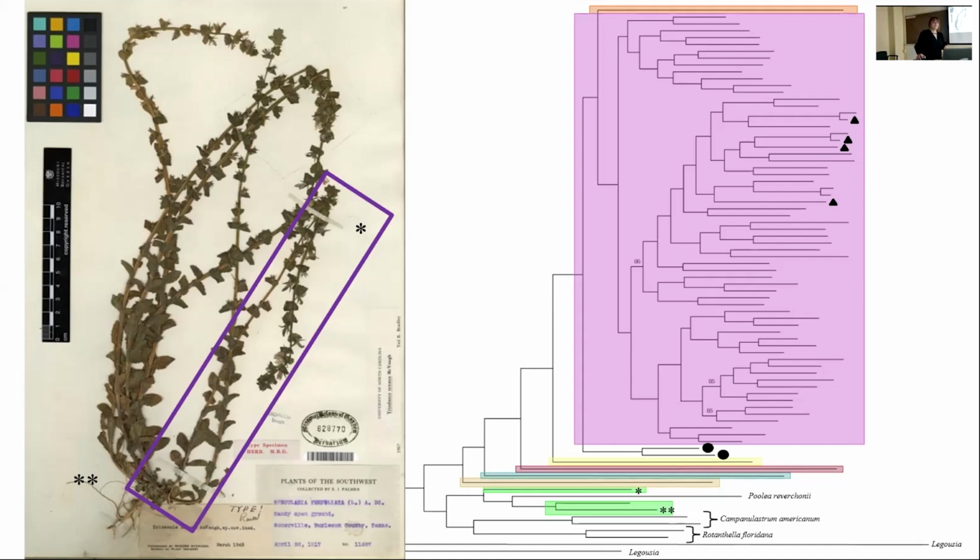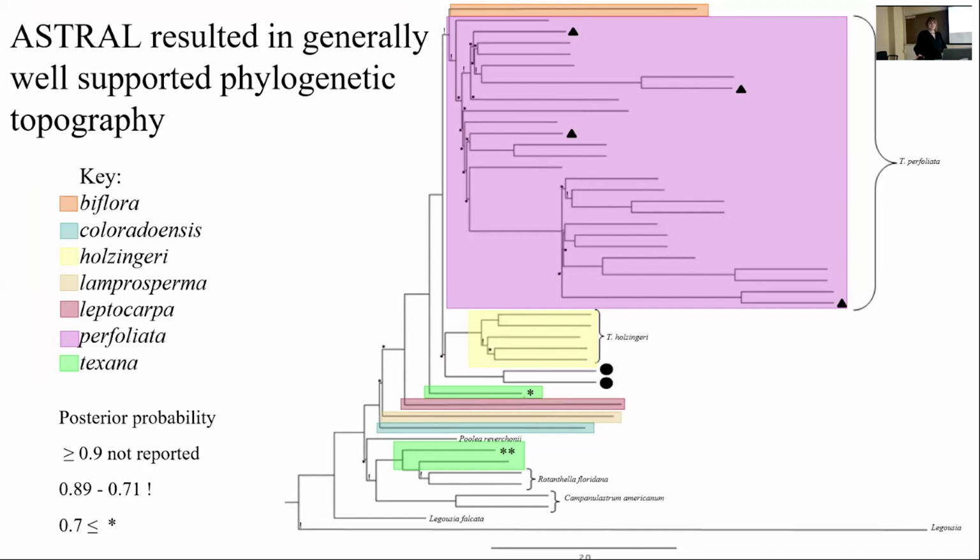I followed this up with an ASTRAL tree, which has slightly different assumptions than IQ-TREE. This works under the coalescence-based approach versus the concatenated approach that IQ-TREE takes. And just to note, this uses posterior probabilities. So values above 0.9 are considered really good support, so those have been removed. And then 0.89 to 0.71 are pretty good values, so those would be the exclamation points here. And then values below that are poor support.